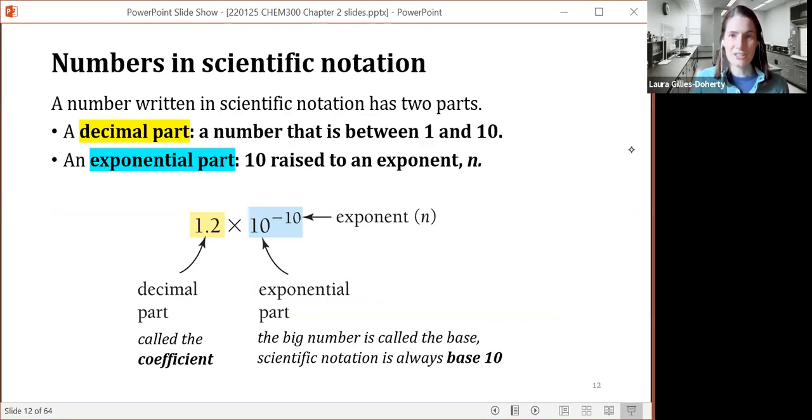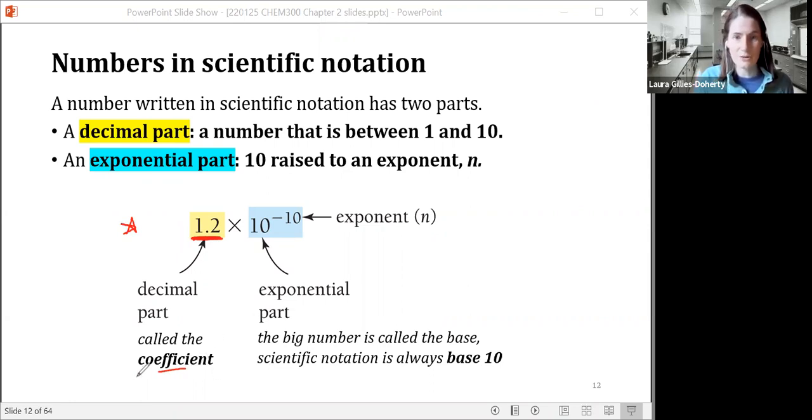So scientific notation always has two parts. It has the decimal part, which we also call the coefficient, and it has the exponential part, which is base 10 raised to an exponent n. So you see here the two parts. We have the decimal part. That's the value that represents the quantity, the amount of stuff. We also call that the coefficient.